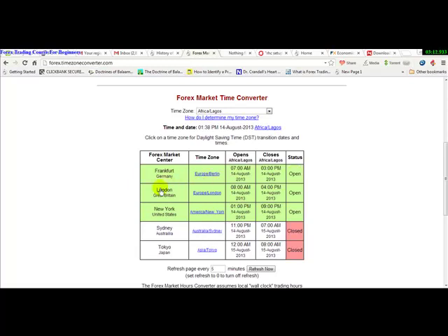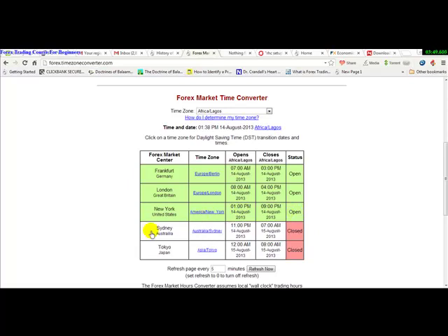Now the London, Great Britain Market Center is under the time zone Europe, London, and it opens at 8 a.m. local time, Nigerian time, and closes at 4 p.m. Nigerian time. So this one has more than 2 hours to operate. Currently it is open under the status column. Then the New York, United States Forex Market Center operates under the American New York time zone and opens at 1 p.m. and runs all the way to 9 p.m. Currently, the status is open.